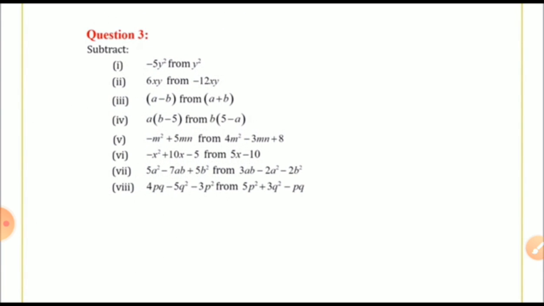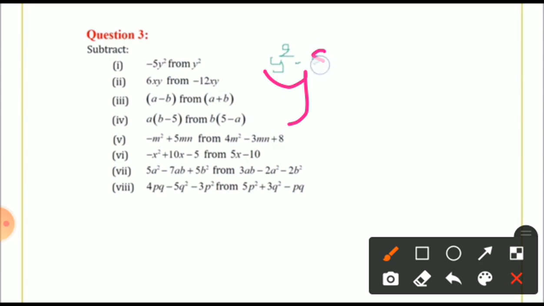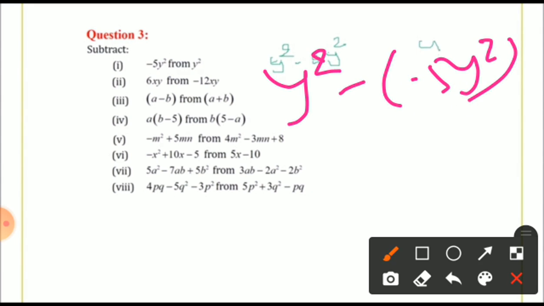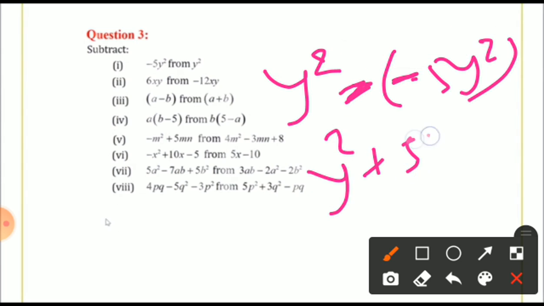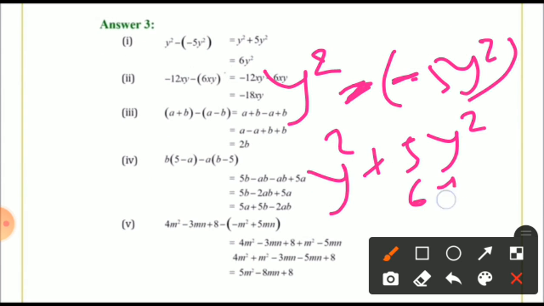Question number 3 of 12.2, subtract minus 5y square from y square. But here you can take out. किसमें से किसको माइनस करना है? y square में से minus 5y square. Is it? So here minus will give you a this one minus and this one also minus. So y square plus 5y square. Total is 6y square. Is it? See, 6y square is the answer.